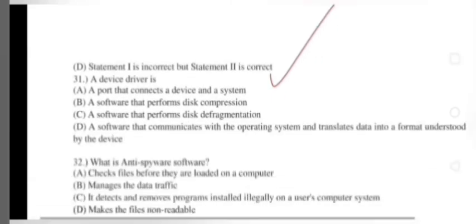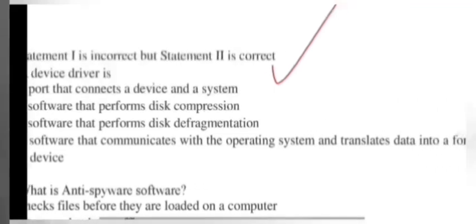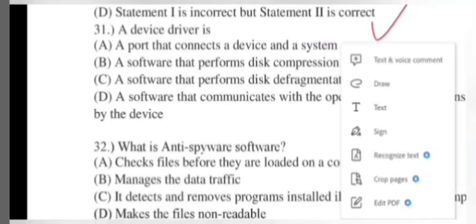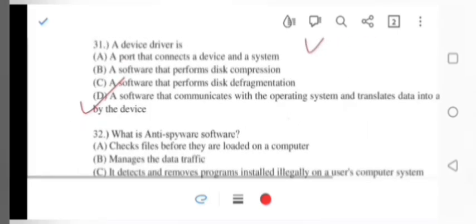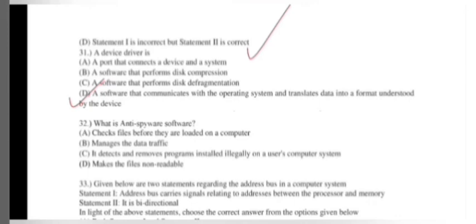31 says a device driver is what? ABCD. A port that connects a device and a system, a software that performs disk compression, a software that performs disk defragmentation, a software that communicates with the operating system and translates data into a format understood by the device. 31 correct option for this question, it will be number D, a software that communicates with the operating system and translates data into a format understood by the device.